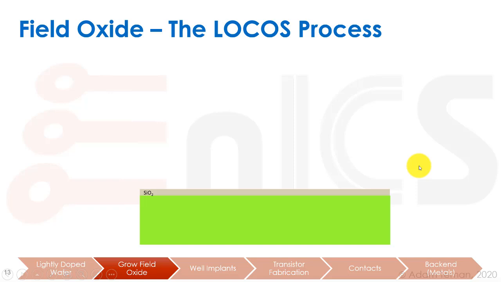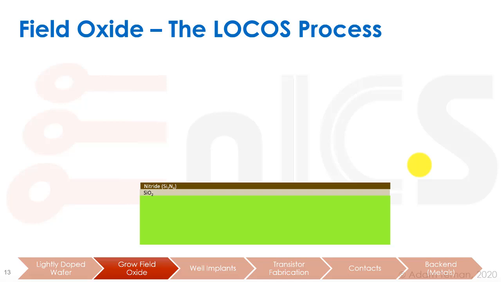Okay, so we had our silicon wafer, and now we said that we need to build this field oxide, this FOX, which is going to separate the active areas, the transistor areas, to differentiate between them. And we're going to start with the old way of doing it, which was called the LOCOS, or local oxidation process. So we start with our wafer and we grow a little piece of silicon dioxide.